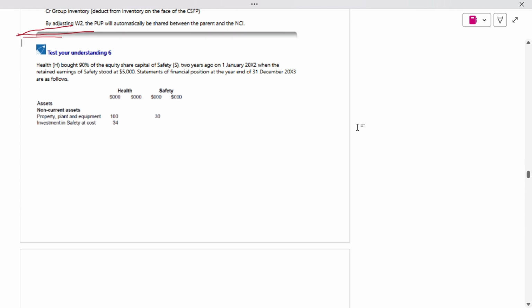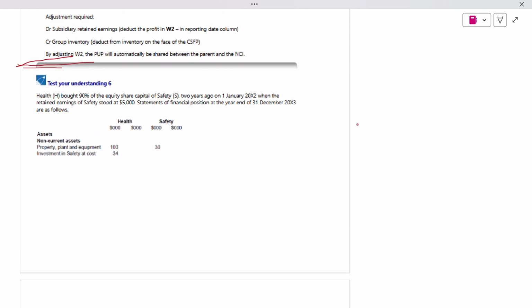Now what they are saying here, see the thing. Health bought 90% of the equity share capital 2 years ago. Okay, 2 years. Means if there is any depreciation, we have to take 2 years. Immediately you have to put the group structure, working one. Okay, how much is there? Health is there. How much is it going to be with respect to safety? It is safety.